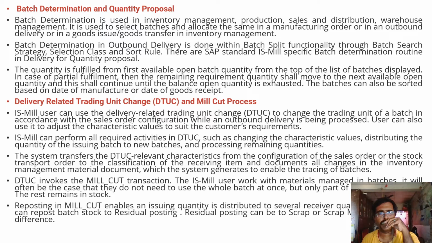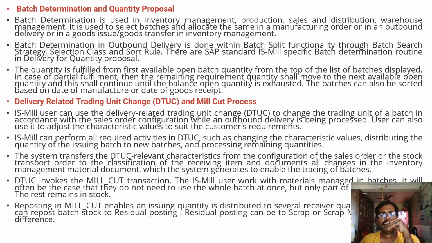Batch determination routine in delivery for quantity proposal. The quantity is fulfilled from the first available open batch quantity from the top of the list of batches displayed. In case of partial fulfillment, the remaining requirement quantity shall move to the next available open quantity, and this shall continue until the balance open quantity is exhausted. The batches can also be sorted based on the date of manufacture or date of goods receipt.